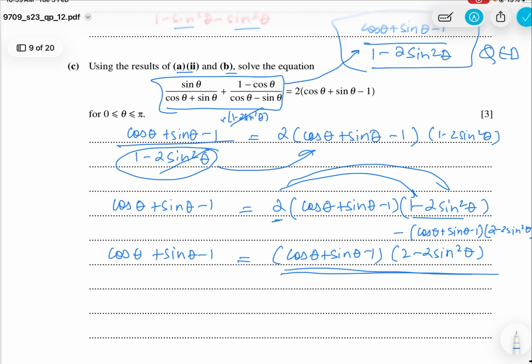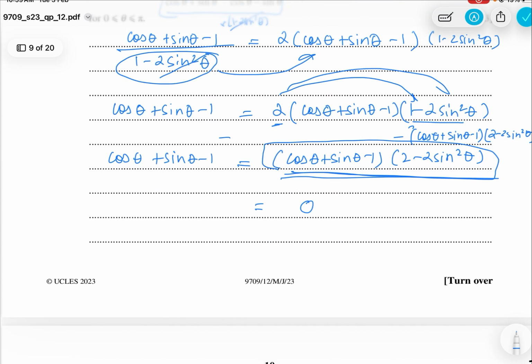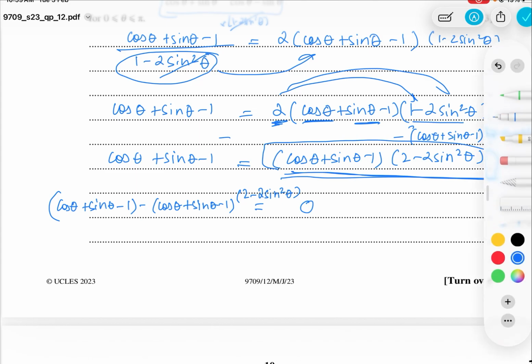The same on the other side as well. Subtract this part from both sides. So our right hand side will become 0 and this side will become cos theta plus sine theta minus 1, minus cos theta plus sine theta minus 1 times 2 minus 2 sine square theta. Agreed, learners? Now, why have I not multiplied this by these two? Can you think with me?